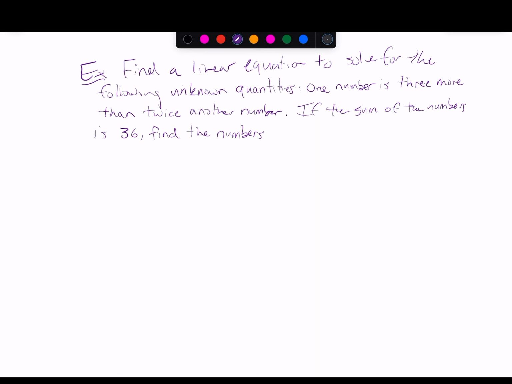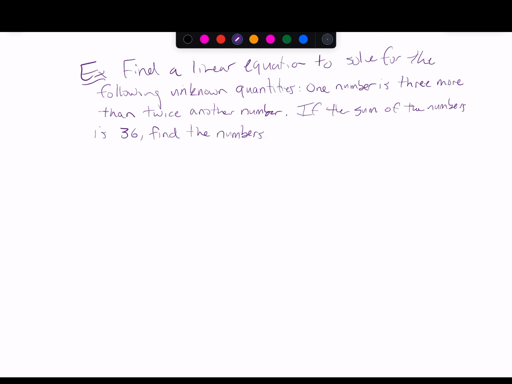Here's an example of modeling a linear equation to solve an unknown number problem. Find a linear equation to solve for the following unknown quantities. One number is 3 more than twice another number. If the sum of the numbers is 36, find the numbers.